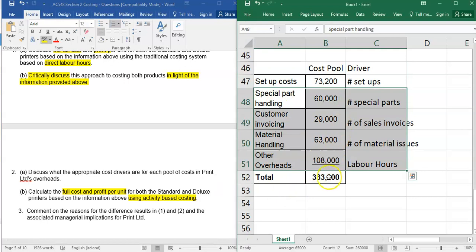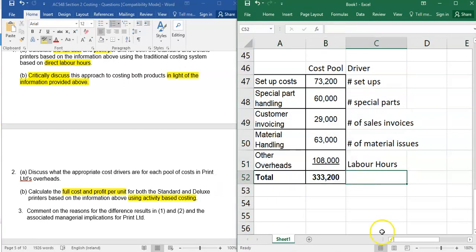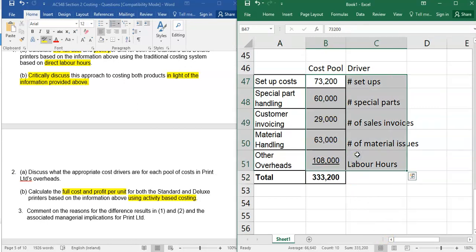So instead of doing one single bucket and one single driver, which the traditional was, you're now in this case going to have 5 buckets and 5 drivers. So it just takes a bit longer, but the logic being, if you go more granular, you should hopefully get more accurate details and more accurate pricing then as well.